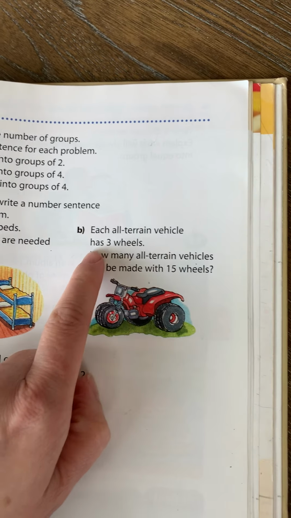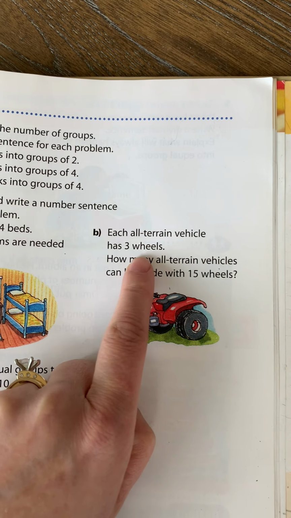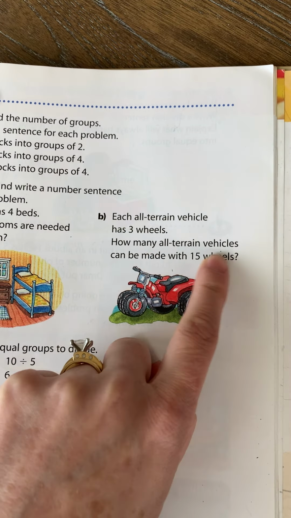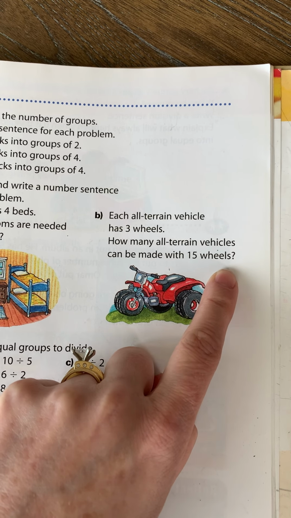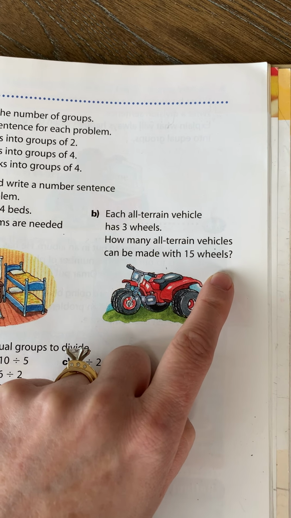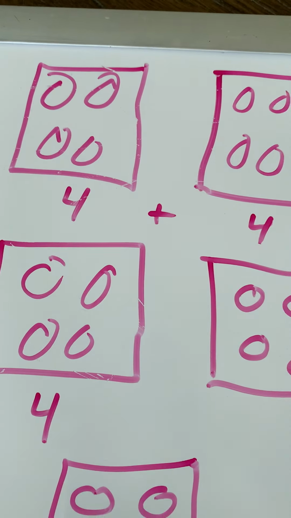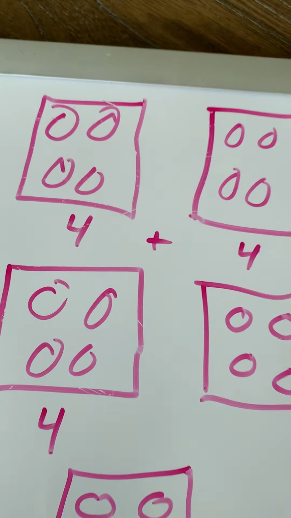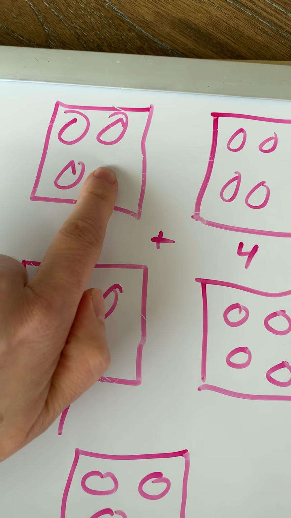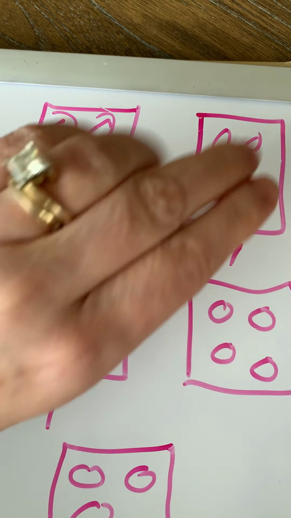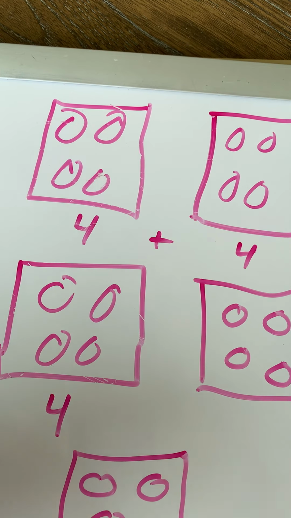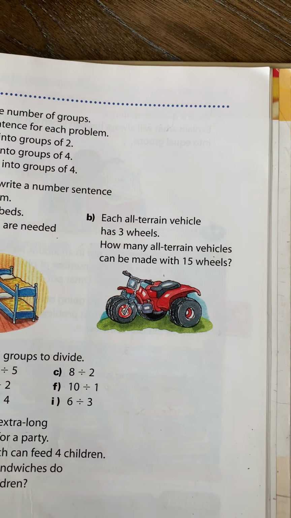Again, you'll have to draw pictures here. Each all-terrain vehicle has 3 wheels. How many all-terrain vehicles can be made with 15 wheels? So, draw some boxes. Pretend those are the all-terrain vehicles. Put 3 in each box until you use up all 15. And then make your question.